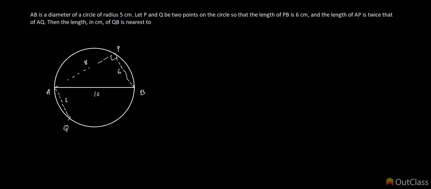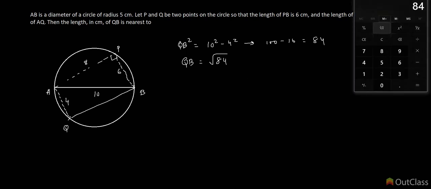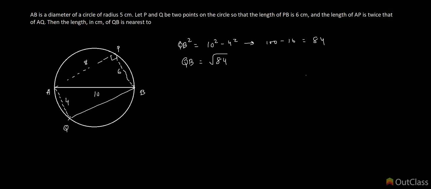AQ is 4, and they're asking us what is the length of QB, closest to which of the given options is the question. So again, ABQ is also a right angle triangle, and QB is obtained as square of QB is 10 square minus 4 square, again by Pythagoras theorem. So it becomes 100 minus 16 is equal to 84, and QB is therefore the root of 84, which would be 9.16 something. The options given are 9.1, 9.3. The closest answer is 9.1.